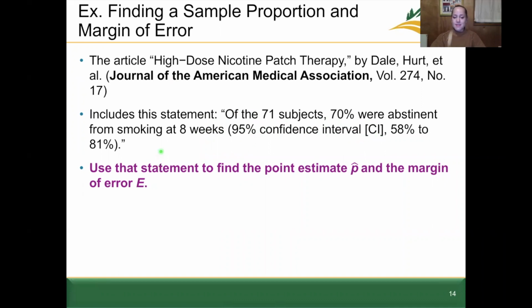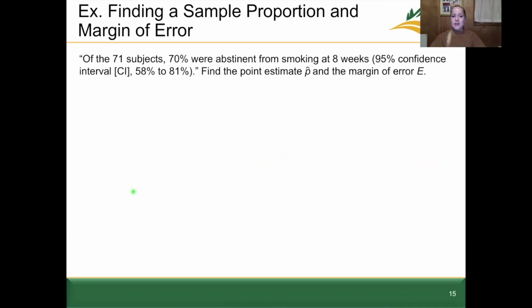Now here it's slightly different in how we approach this, because we're given 71 subjects, so that's our N value. We're also told 70% were abstinent from smoking at 8 weeks. In addition to knowing that we're working with a 95% confidence interval, we're also told in the statement that we go from 58% to 81%. We're going to use the information here to solve for the point estimate, or P hat, and the margin of error, or E. The first important thing to do here is to figure out what this 58% to 81% actually means for us in the question.